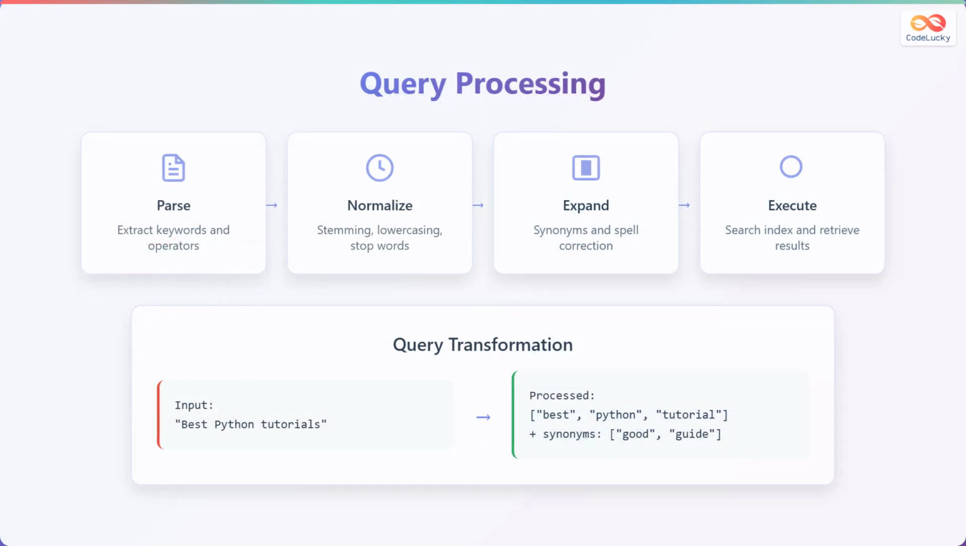Query processing is the pipeline that transforms a user's search query into a format that can be effectively used to retrieve relevant results. The first step is parsing, which involves extracting keywords and operators from the query. Next, normalization includes stemming, lowercasing, and removing stop words. The third step is expansion, where synonyms are added and spell correction is applied. Finally, the execution phase searches the index and retrieves the results. For example, the input Best Python Tutorials gets processed into Best Python Tutorial, along with the synonyms good and guide.